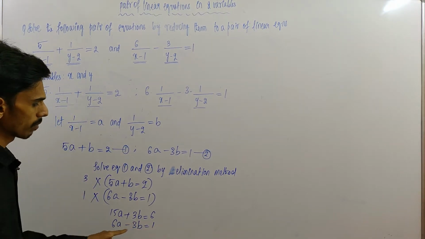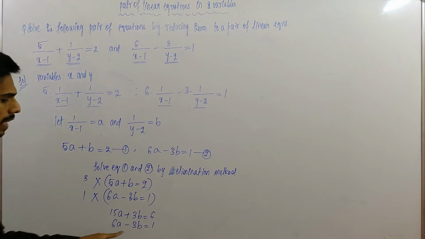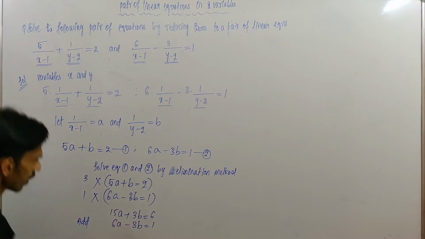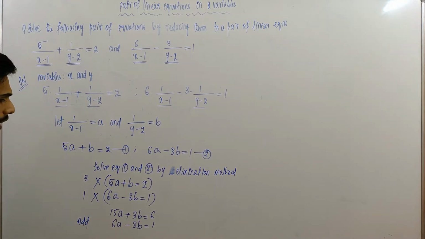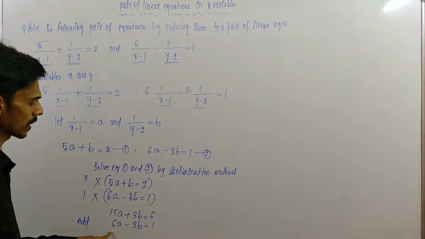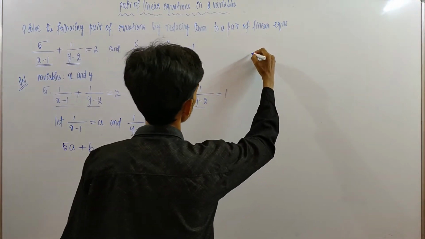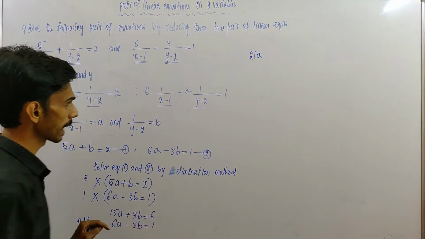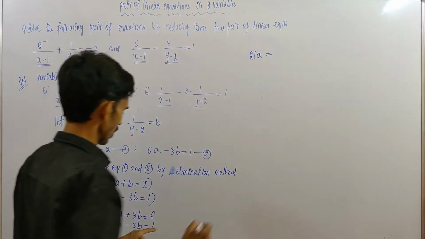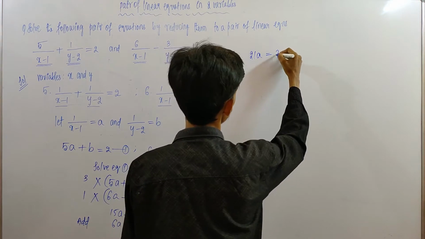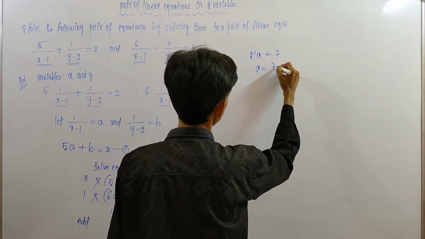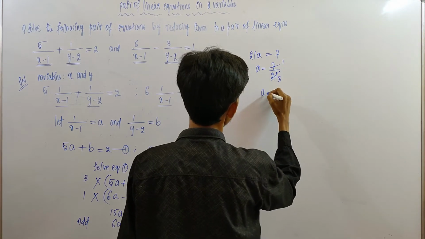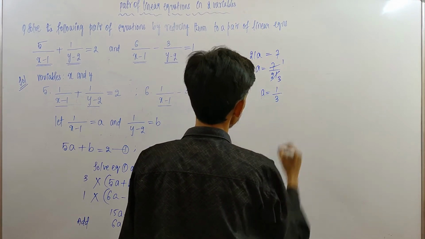Now we have the same variables, 3b and 3b. This can be easily solved just by adding. If we add these two equations, then we will get 15 plus 6, we have 21a. 3b minus 3b will get cancelled. 6 plus 1, we have 7. Now the a value will be 7 divided by 21. 7 ones are 7, 7 threes are 21. So we have the a value as 1 divided by 3.